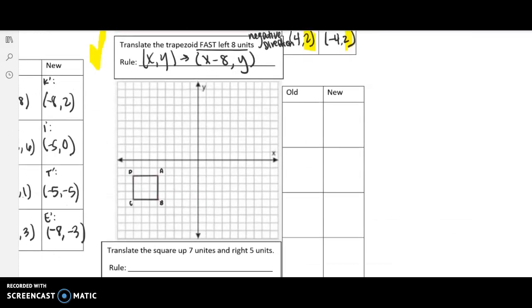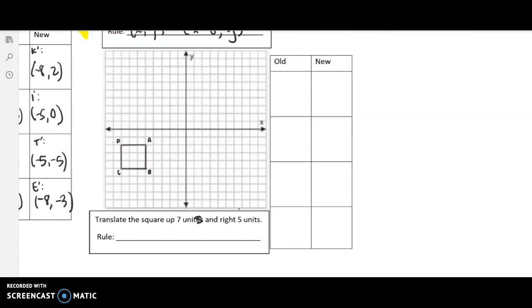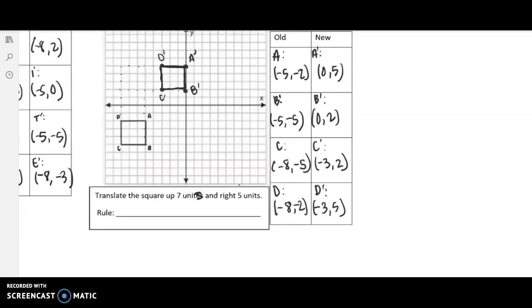All right, so let's do this last one. Go ahead and pause it, and let's compare your answers with mine. All right, so you can tell my new image because they have primes. And so what I did was I moved my A point up 7. So 1, 2, 3, 4, 5, 6, 7. And then I moved it to the right 5. So 1, 2, 3, 4, 5. And that's how I got my new A prime. And I did the same thing with every point.